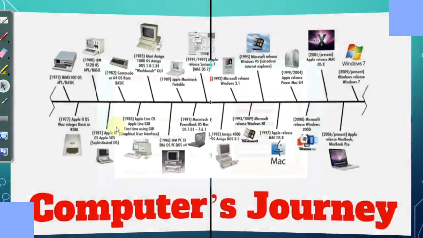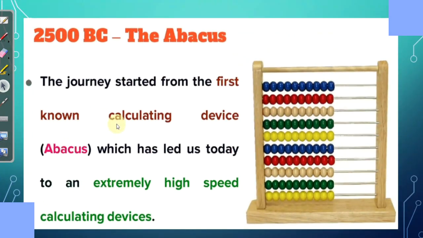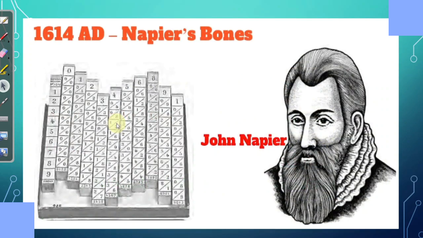Okay, students. Now we will see about the abacus. It is from 2500 BC. This device was invented then, and it is one of the first calculating devices. The abacus is your first calculating device, which led us today to extremely high-speed calculating devices. So this is your first calculating device, and based upon this, the evolution took place.